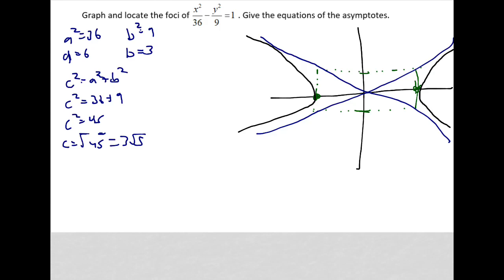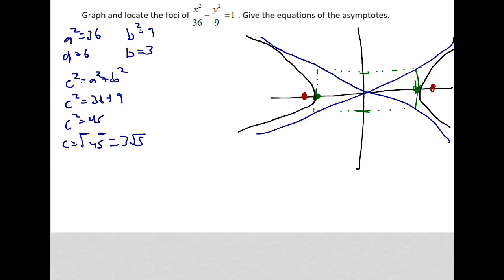Now the foci are going to be 3 radical 5 units away from the center along the main axis, right? That's going to be a little bit bigger than 6 here. So we can locate the foci. They're just going to be about over here. And once again, we're just eyeballing this, so I didn't really draw each individual hash mark, but that's where the foci will be.